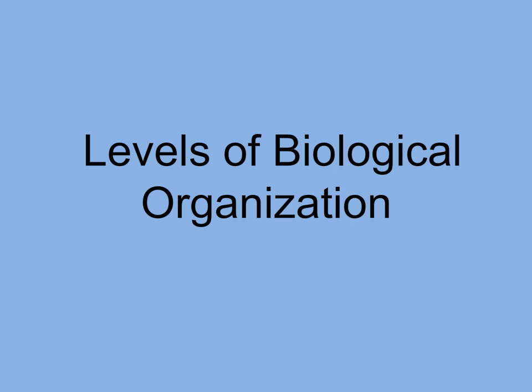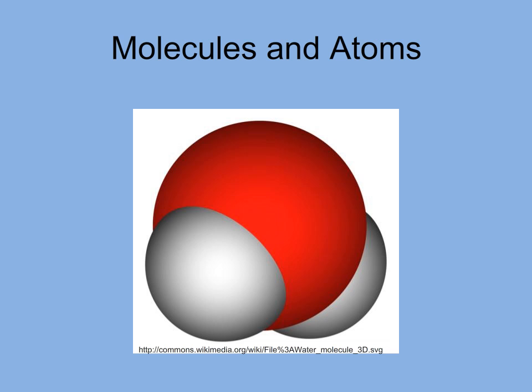We can look at life from different levels, from the atoms that make up parts of the cell to the Earth as a whole. An atom is the smallest unit to retain chemical properties. Atoms are arranged into molecules. This water molecule consists of 2 hydrogen atoms bonded to 1 oxygen atom.